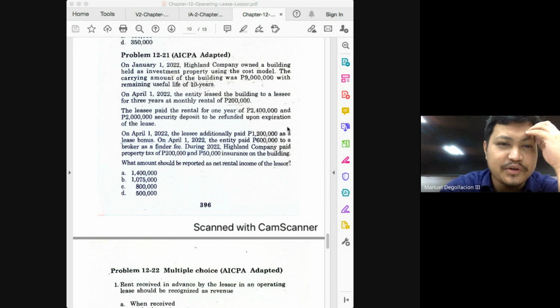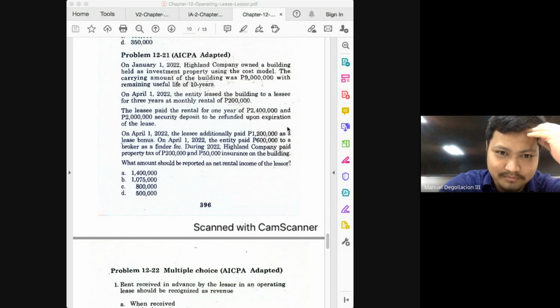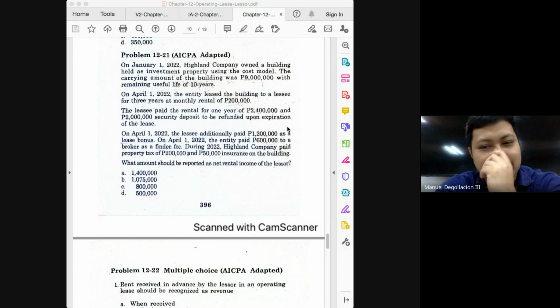Do we do anything with the security deposit? No, because it is refundable. So what else are we lacking? We are lacking the depreciation expense. How much is your depreciation expense? 900,000. How did we get 900,000? That's 9 million divided by 10 years. So 1,950,000 minus depreciation of 900 minus property tax of 200 and insurance of 50. How much will that give you? 800,000. And that would be your answer.